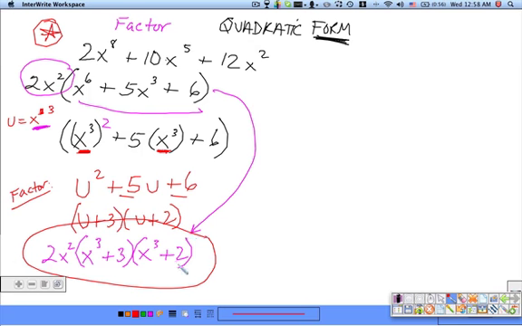This is how you factor something in what we call quadratic form. Okay? So, some things aren't quadratics, but you can make them look like quadratics. Okay? You can make them look like quadratics. So, we'll practice some more of those.